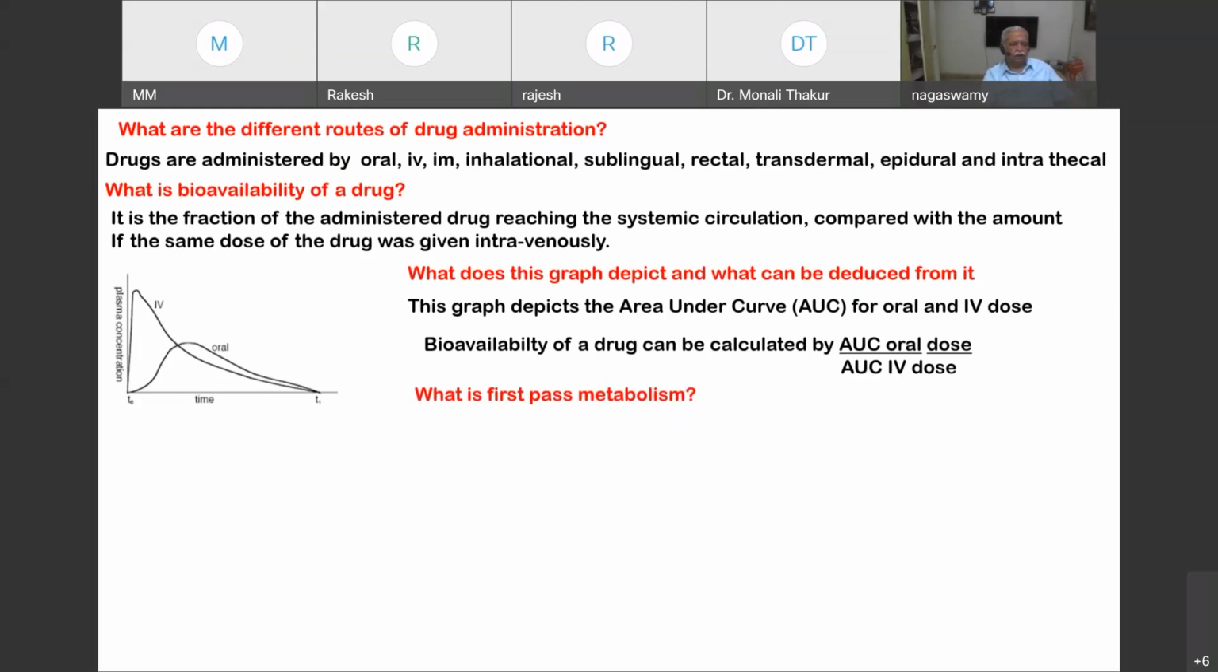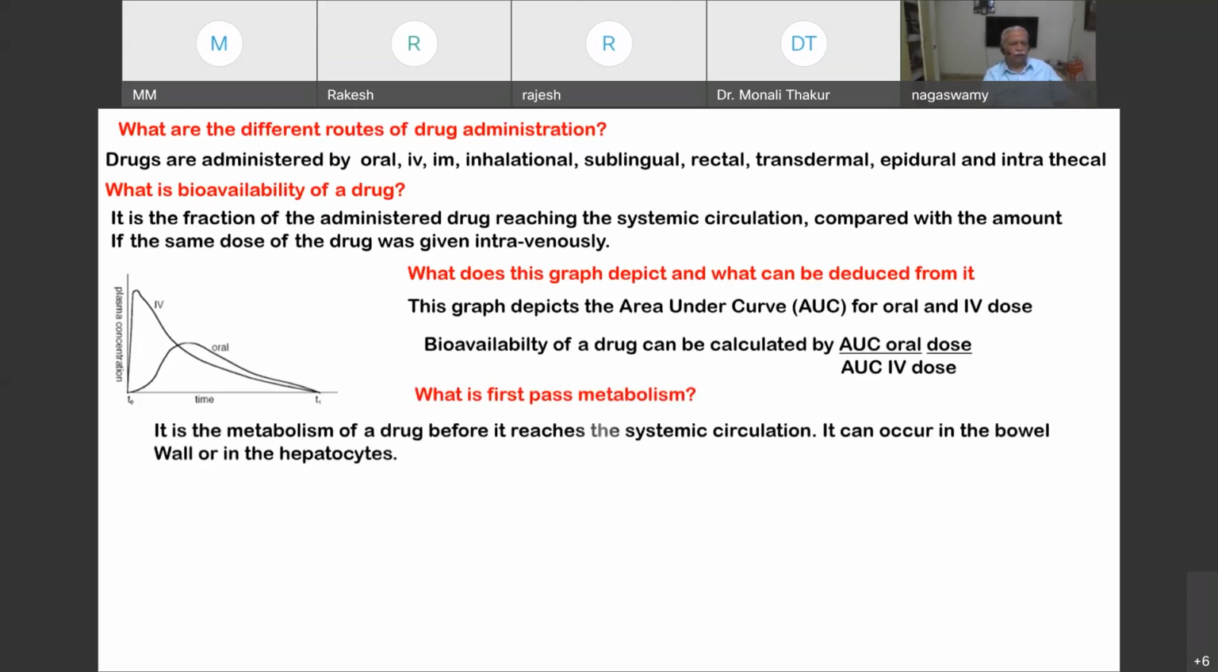As anesthesiologists, we should know a lot of basic pharmacology, physiology, anatomy, both to be a successful practitioner and also to pass your exams easily. So it is the metabolism of a drug before it reaches the systemic circulation. Ultimately, it should reach the blood. But before it gets into the blood, if it is getting metabolized, this is called the first pass metabolism. It can occur in bowel wall or in hepatocytes.